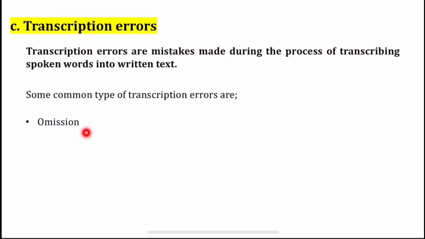Errors that are made through omissions, such as skipping words, phrases, or entire sentences. Insertion errors occur due to the addition of extra words or phrases that were not present in the original speech. Substitution errors occur when replacing a word with another that sounds similar but has a different meaning, such as use of homophones. Incorrect spelling of words causes misspelling.